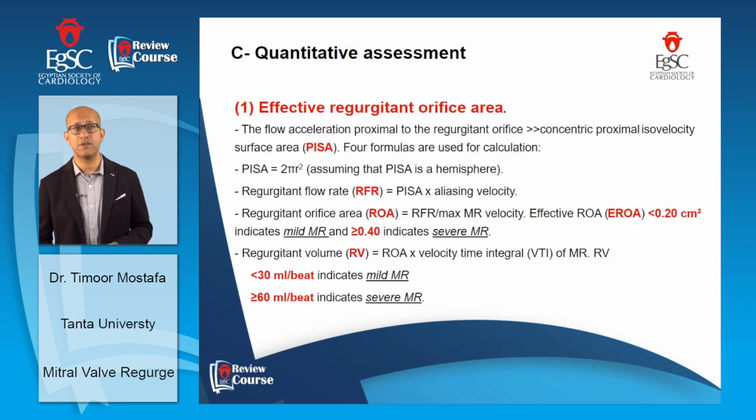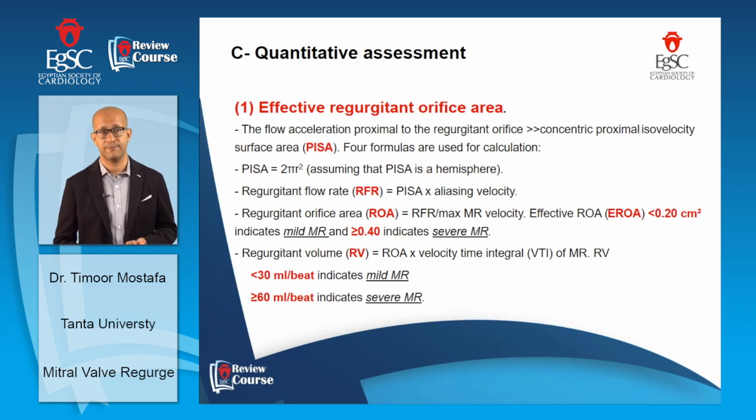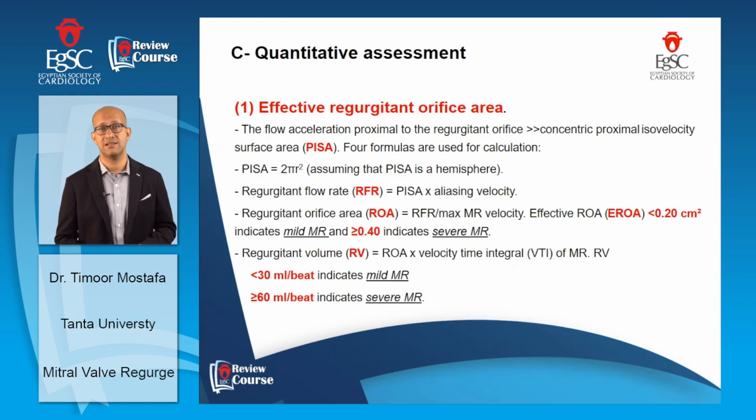Last way of assessment is the quantitative assessment. We have the effective regurgitant orifice area. First, we should know the PISA, the flow deceleration proximal to the regurgitant orifice, the concentric proximal isovelocity surface area. And now we can measure the regurgitant orifice area.